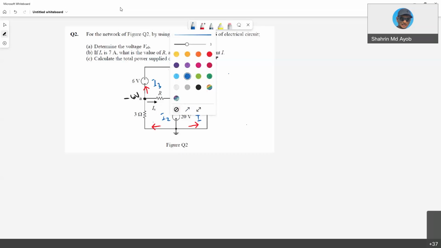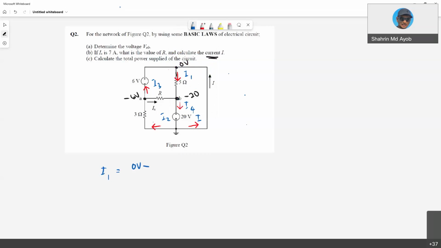Okay, so from this diagram, from this circuit, you can directly calculate your I1. So I1 is actually from 0 voltage to VB. So 0 minus 20 volt over 5. So this one is 20 over 5, so this one is 4 amperes. Positive 4 amperes. Meaning that my assumption of direction is true. It's actually going down. Okay, my assumption is actually true. So the current is actually going down.